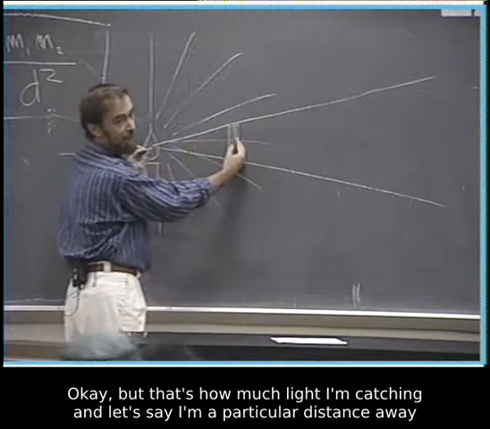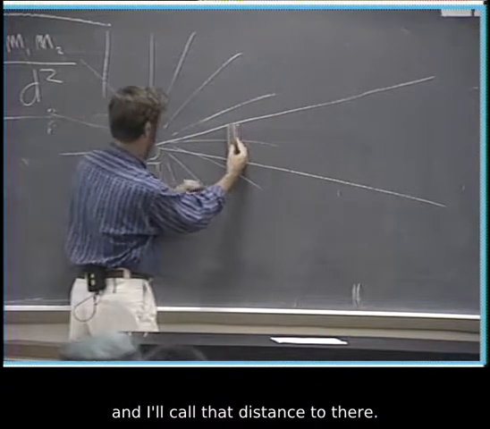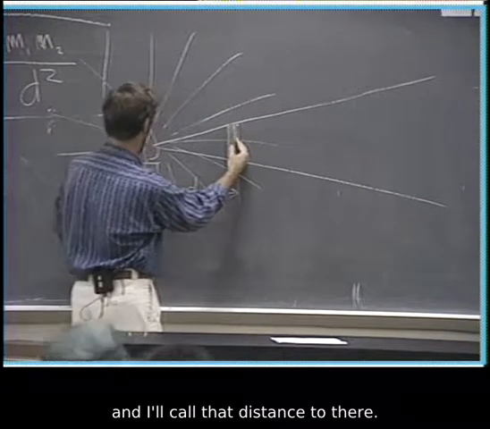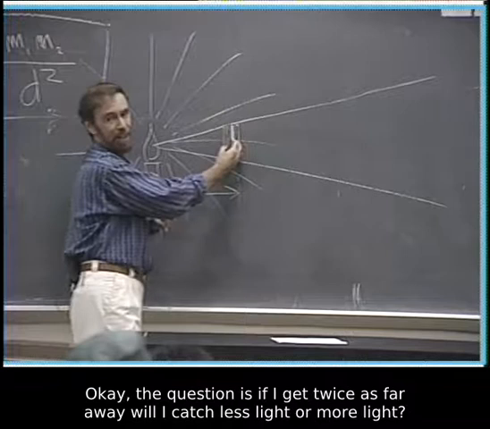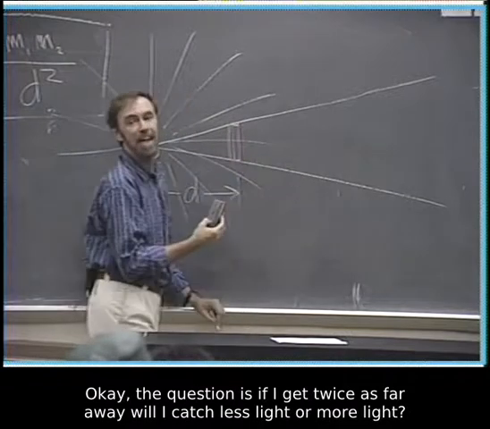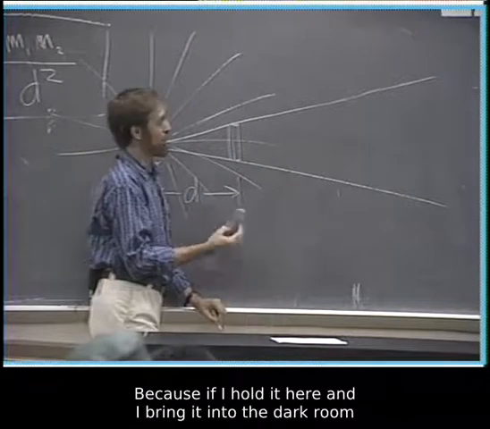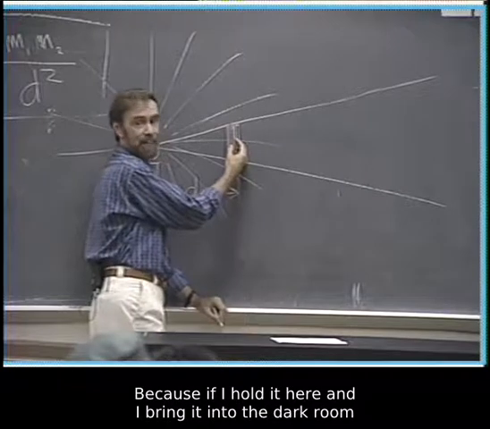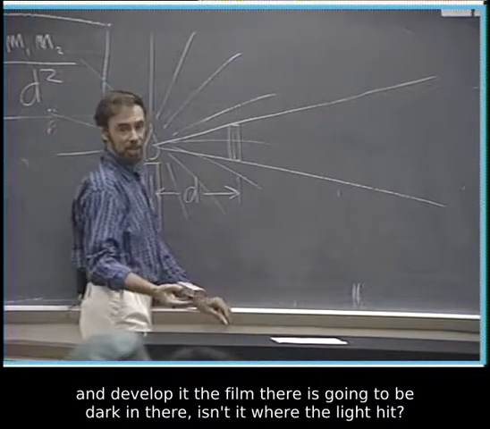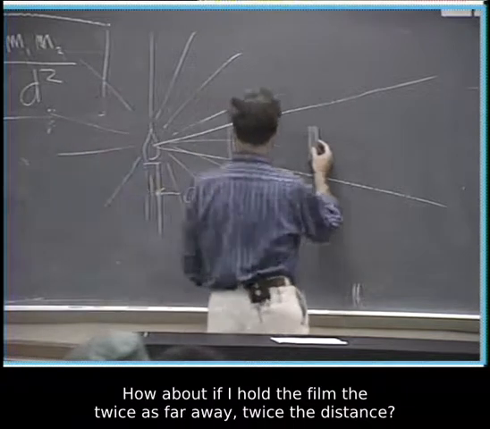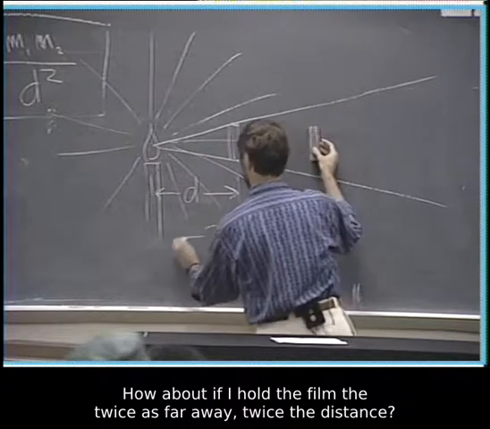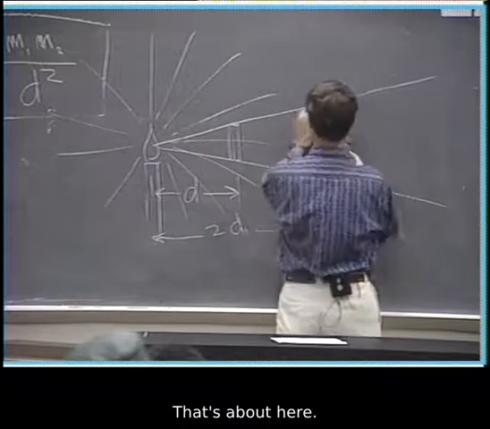And let's say I'm a particular distance away, and I'll call that distance to there. Okay. The question is, if I get twice as far away, will I catch less light or more light? Because if I hold it here and I bring it into the darkroom and develop it, the film there is going to be darkened there, isn't it, with a light hit? How about if I held the film twice as far away? Twice the distance. It's about here.